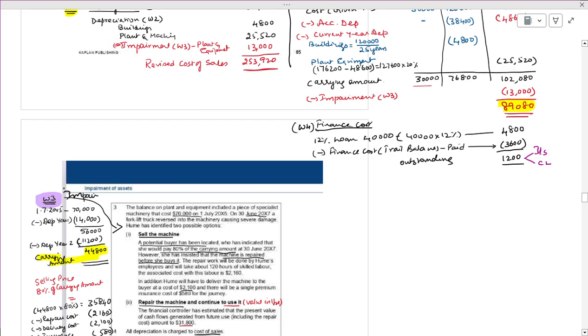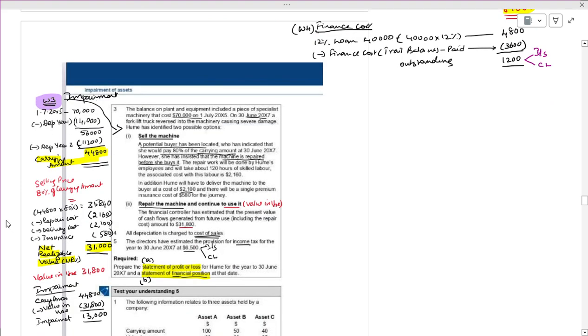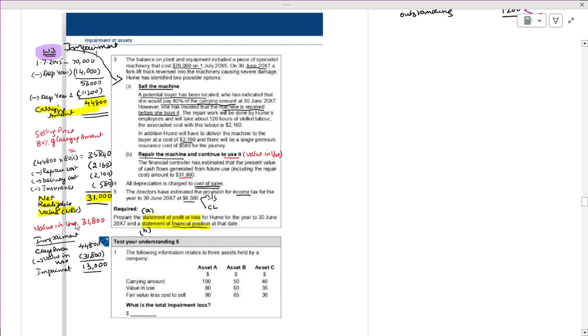Impairment. What have we done in impairment? We have done carrying amount, net realizable value, and value in use. Three important things we have done: impairment, carrying amount, net realizable value, value in use.